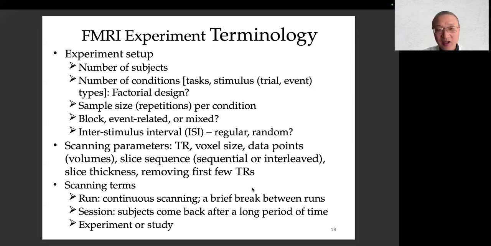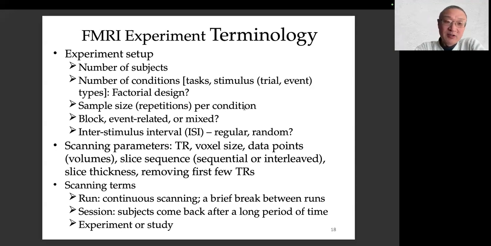Then for each task, there's also a sample size. We need to show each participant some number of trials. So each task has some sample size. That's the concept of trials per condition. Then we need to decide whether it's a block or event-related design, or sometimes a mixture of the two. So what are block and event-related designs?